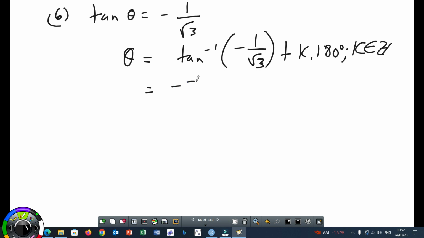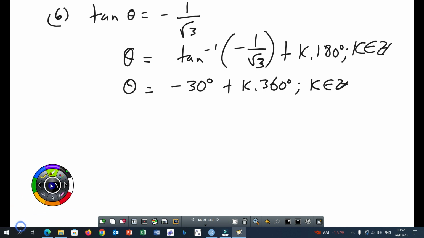What is shift tan of minus 1 over square root of 3? Minus 30 degrees plus k times 360. Oh, sorry. Supposed to be 180. Okay, sorry, I put 360 there by mistake. So this is 180.